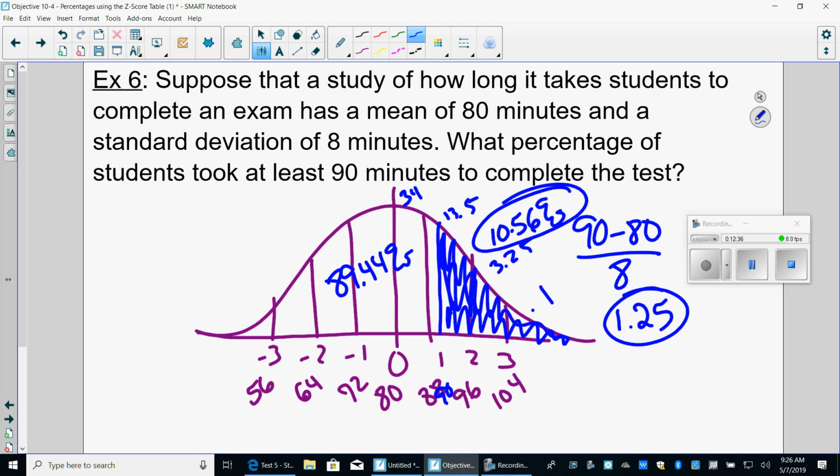So 90 minus 80 is 10, right? Divided by 8. 1.25. Right. Now what do you do with 1.25? You go to your Z table. You go down to 1.2, and that's 89.44%. And then what?